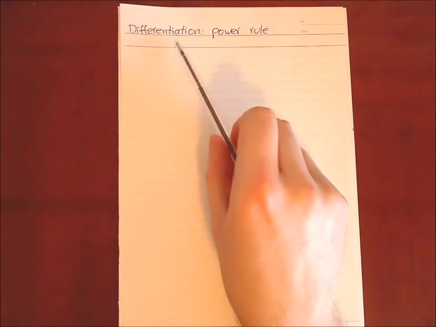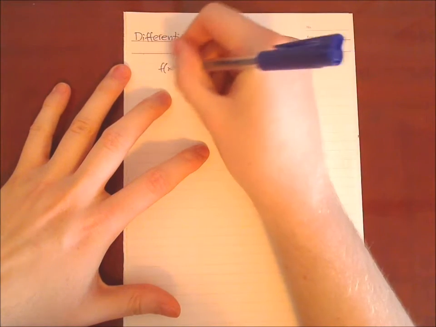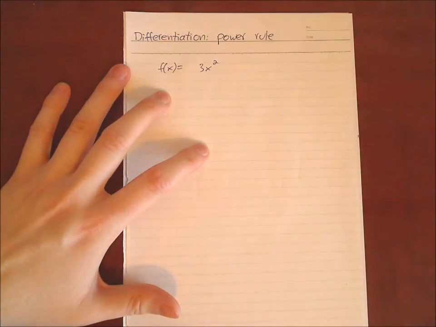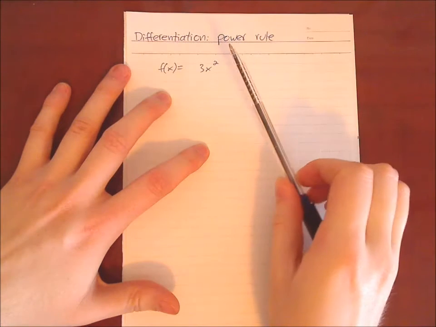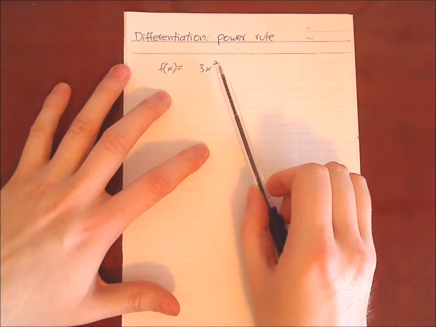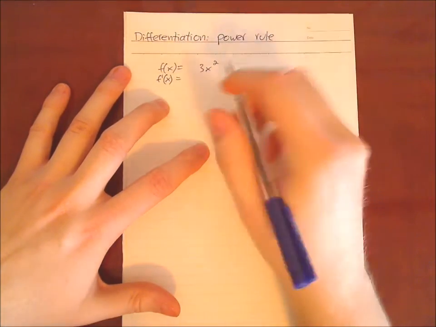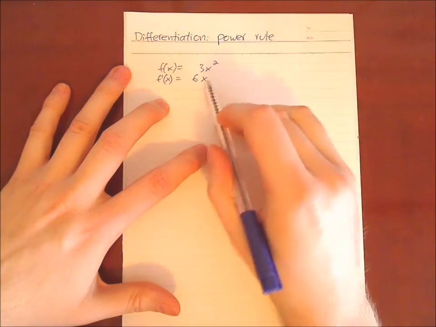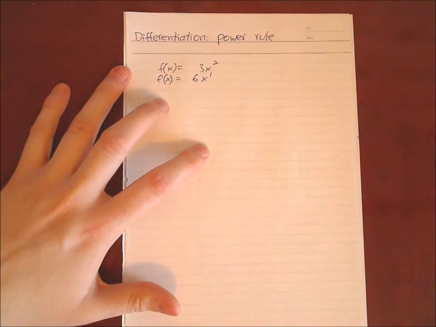How to do differentiation with the power rule. It works the following. We have given a function which has a power, and when we differentiate, it works always like this. We multiply the power with the coefficient and we reduce the power by 1. So when we differentiate, as I just said, we multiply the power with the coefficient. 2 times 3 is 6, and we reduce the power by 1. 2 minus 1 is 1.